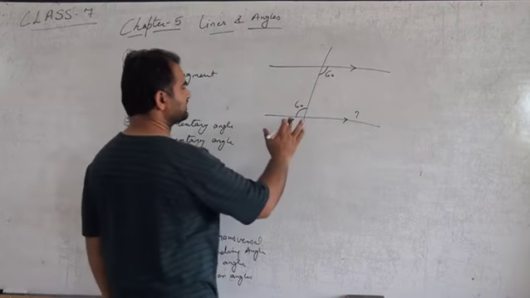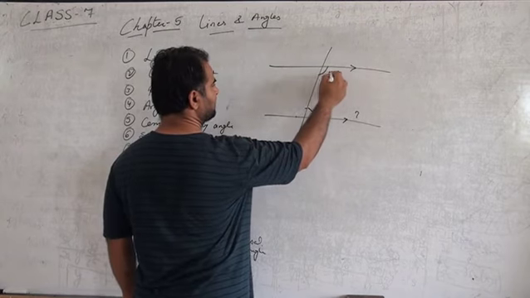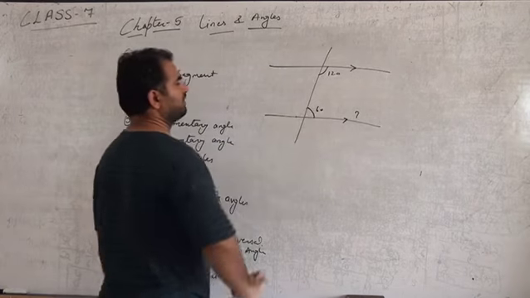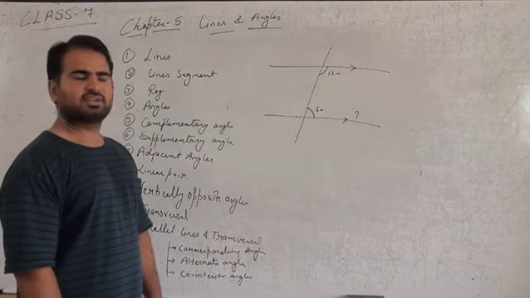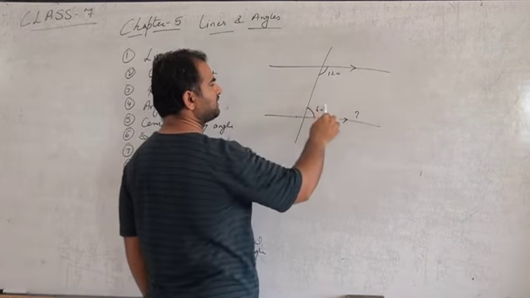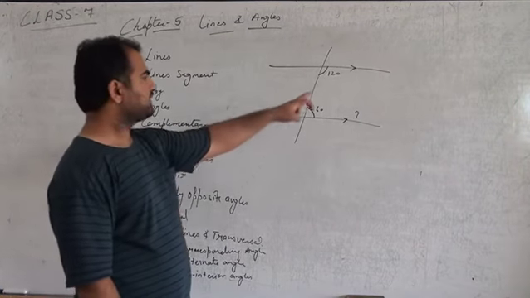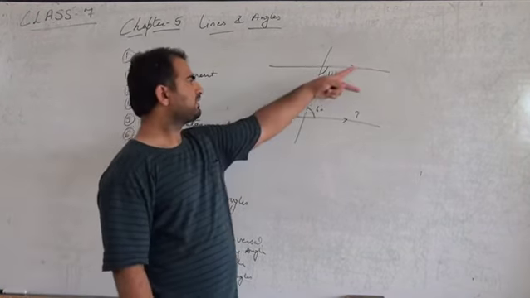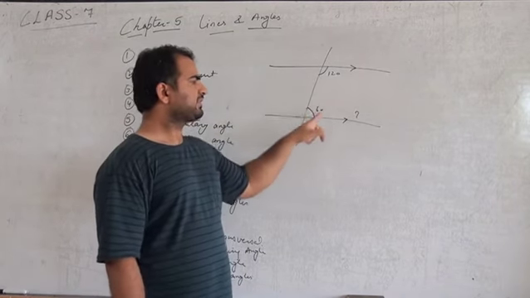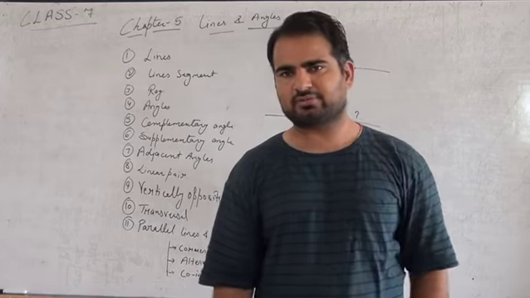Okay, what if this kind of structure is given? Like it is given 120 and it is given 60. So are the lines parallel? Yes or no? Yes, because it is only possible for the sum of two same side interior angles to be 180 when the lines are parallel. Okay, otherwise not.